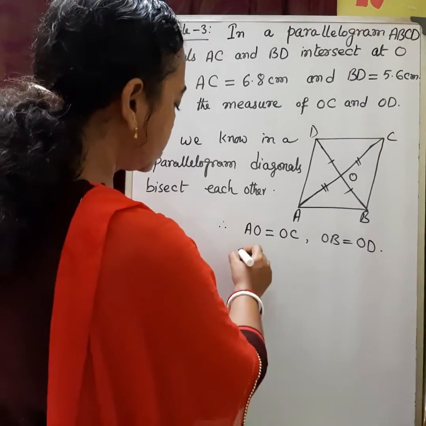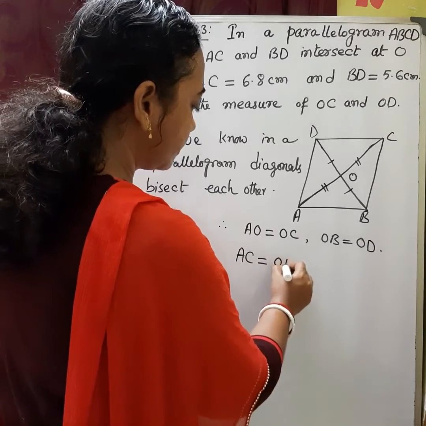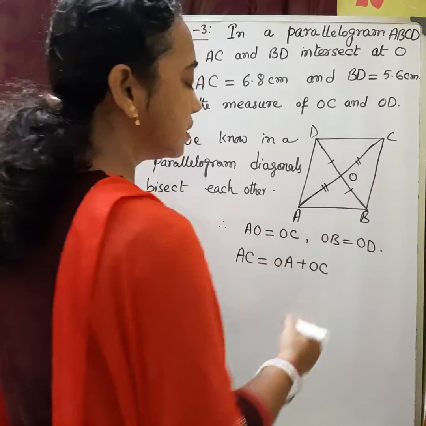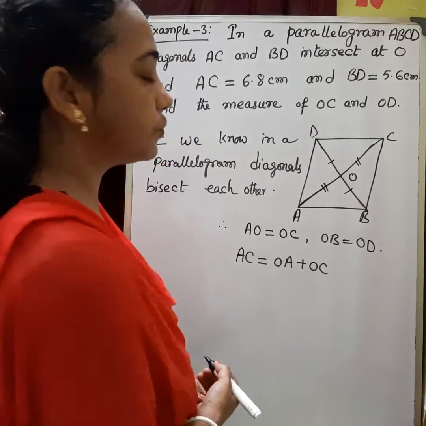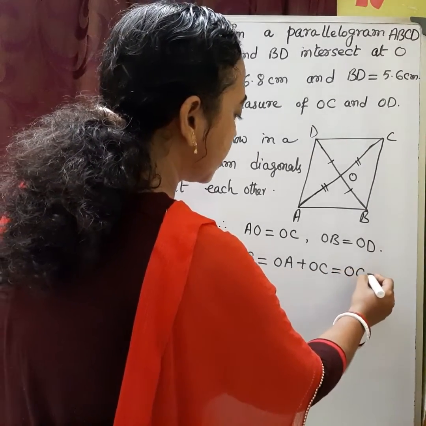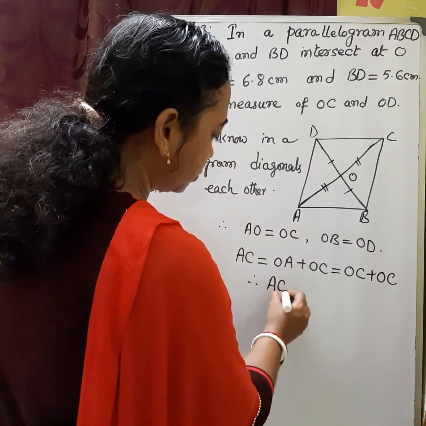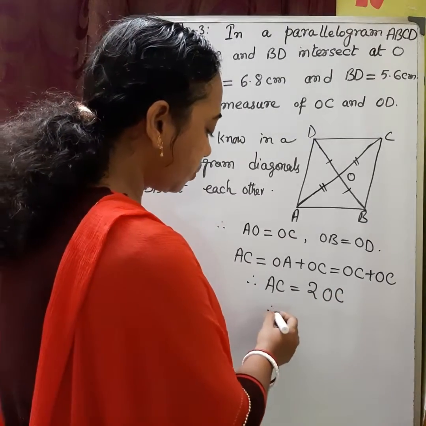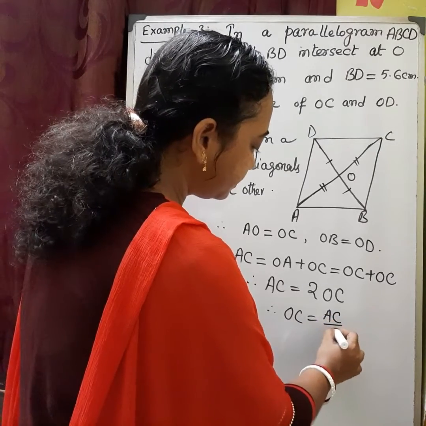Now AC means what? We can write AC is equal to OA plus OC. This total length is AC. Now as we have to find out OC, so in place of OA we can write OC. So this becomes OC plus OC. So therefore AC will be equal to 2OC. So therefore OC is equal to AC by 2.